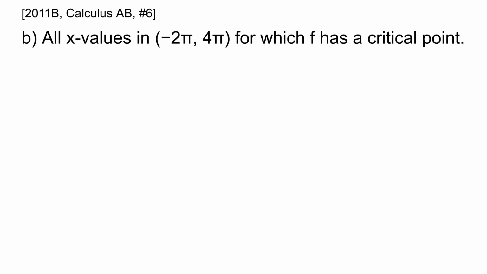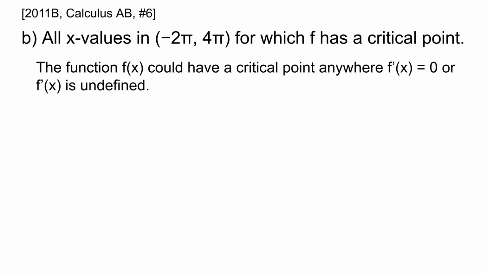In part B of this question, we are asked to find all of the x values in the open interval from negative 2 pi to positive 4 pi, for which f has a critical point. The function f could have a critical point anywhere f prime is equal to 0 or somewhere where f prime of x is undefined. F prime of x is going to be g prime of x plus 1/2 sine of x over 2.